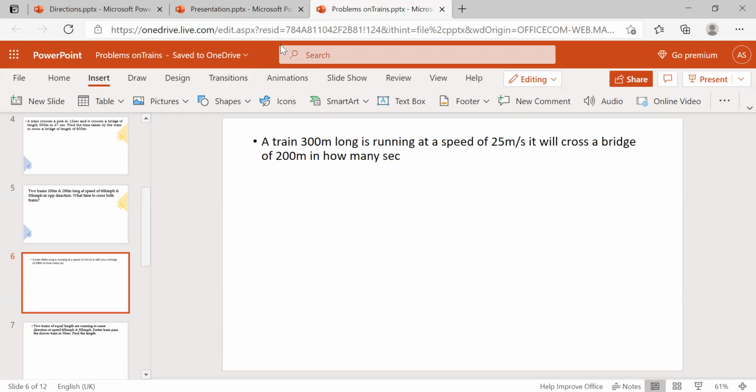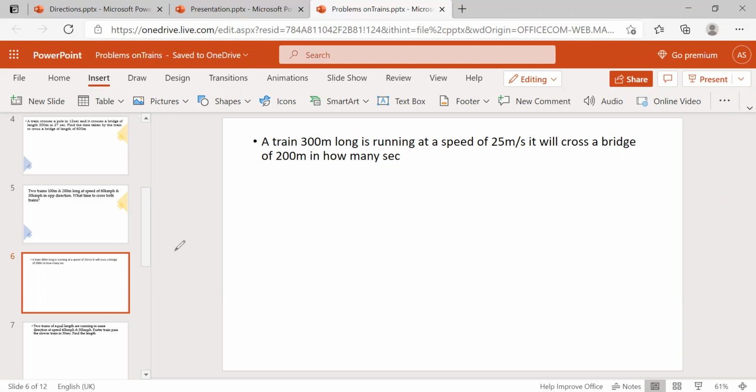See, here is the problem. A train 300 meters long is running at a speed of 25 meters per second. It will cross a bridge of 200 meters in how many seconds? They're asking: a train 300 meters long is crossing a bridge 200 meters long at a speed of 25 meters per second. How much time will it take to cross the bridge?